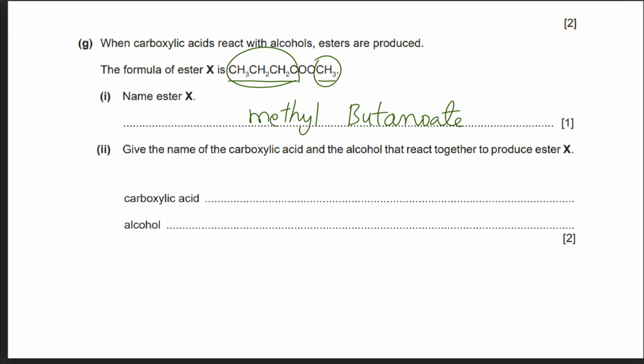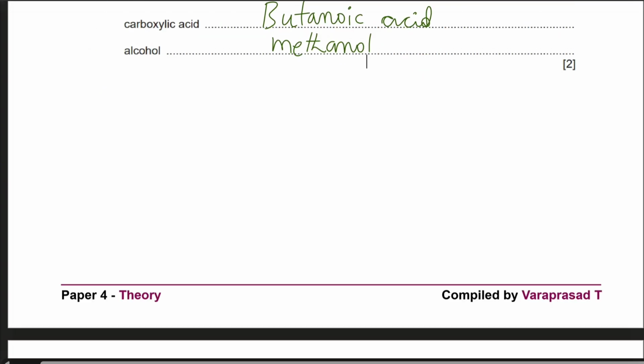Give the name of the carboxylic acid and the alcohol that react together to produce ester X. Carboxylic acid is butanoic acid. And alcohol is methanol. Okay, next.